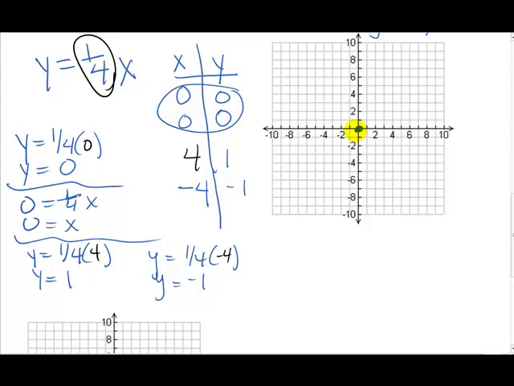Now we can graph this: over 4, up 1, -4, -1. And we want to draw a straight line through this. I'm freehanding it. You should not. Use something with a straight edge, a ruler, your ID, a credit card, and lay it down on your paper.